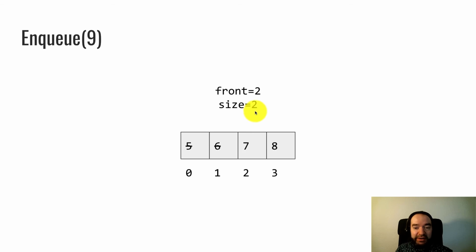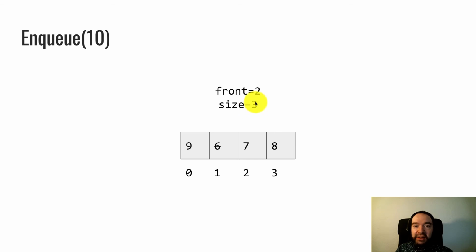Let's enqueue 9. So this is to illustrate the wraparound effect. So the index where we place the value 9 would be front plus size mod length of vector. So that would be 2 plus 2 is 4. 4 mod 4 is 0. So 9 is placed at index 0. Also, we increment the size to 3.